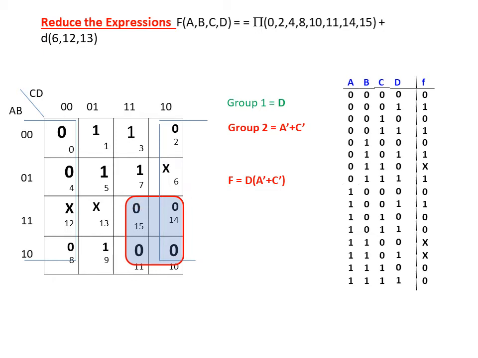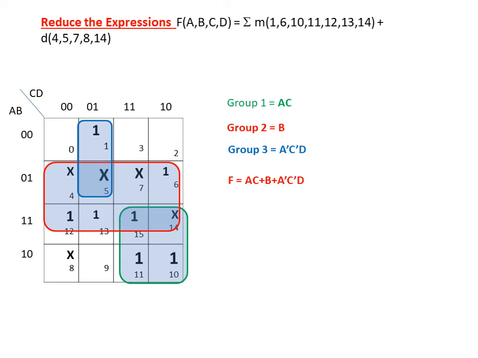and for this 8 cell grouping the answer is D. In this question, the don't cares are 4, 5, 7, 8 and 14. So we are grouping like this. We have made a group of 8 cells, and these two make a 4 cell group, and this is a 2 cell grouping. Now we write the expression: for this one B, for this grouping A bar, C bar, D, and for this 4 cell grouping A, C.